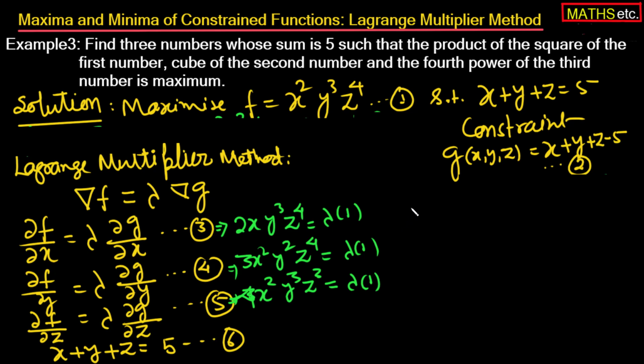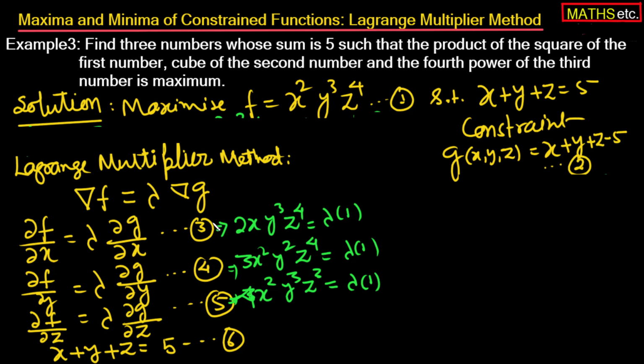So what will be our next step? We will eliminate lambda between equations number 3, 4 and 5, and by doing this we will express y in terms of x, z in terms of x. We will put the values of y and z in equation number 6, and from there we will get the value of x followed by the value of y and value of z, right?